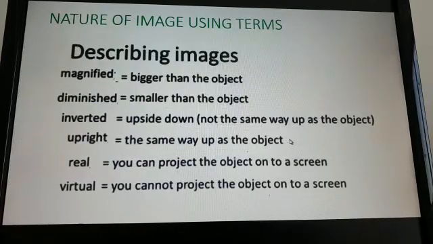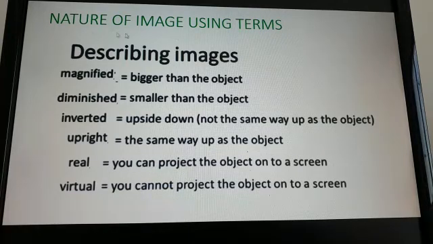Next are the natures of the image. Now we said there are magnified image, diminished image, inverted, upright, real. What is the meaning of these? Magnified means bigger than the object. Diminished means smaller than the object. Inverted means upside down. Upright means the same way up as the object. Real means you can project the image onto a screen. Virtual means you cannot project the image on a screen.